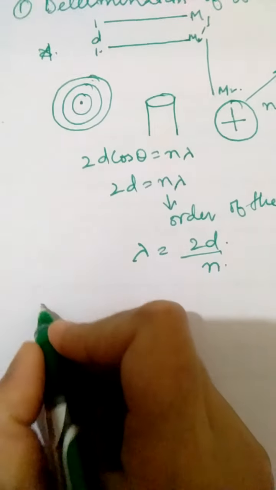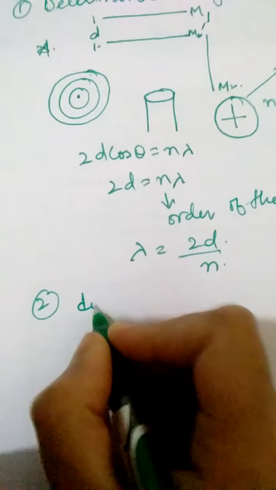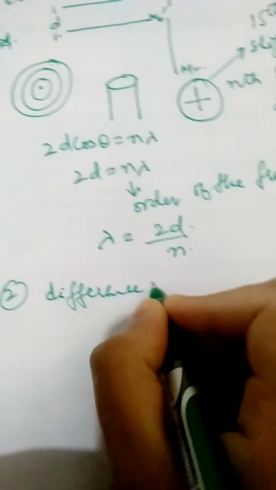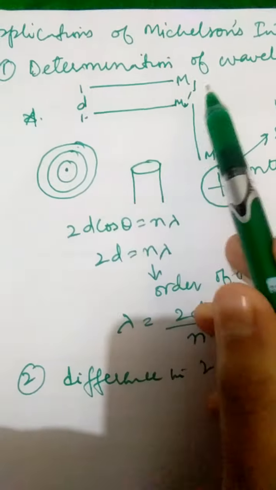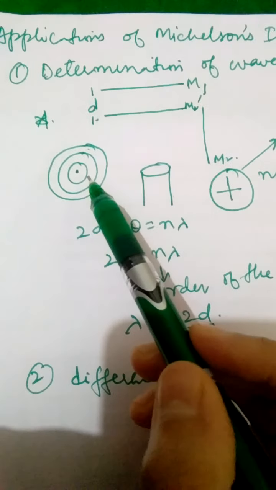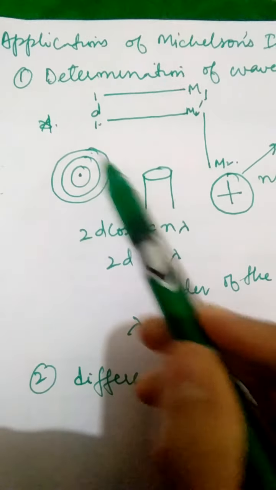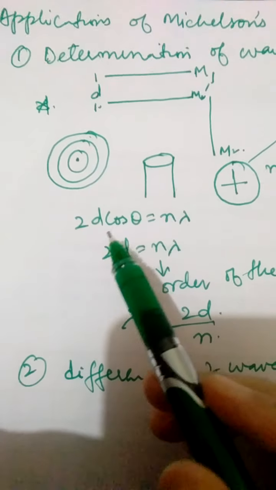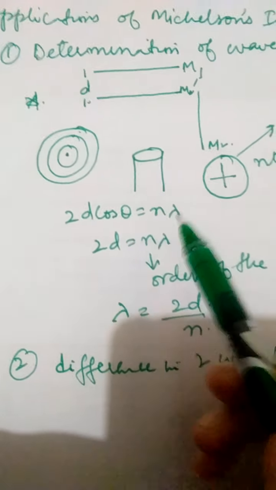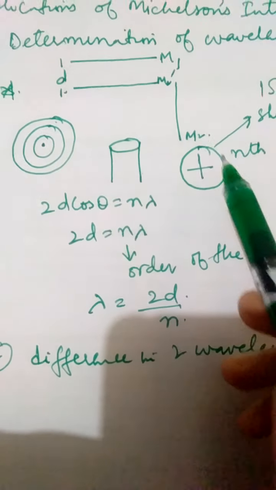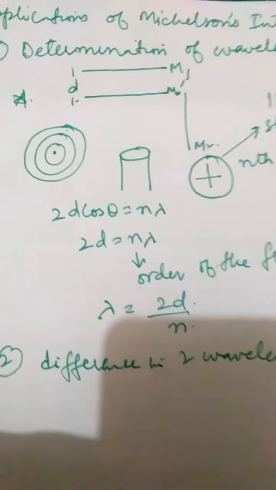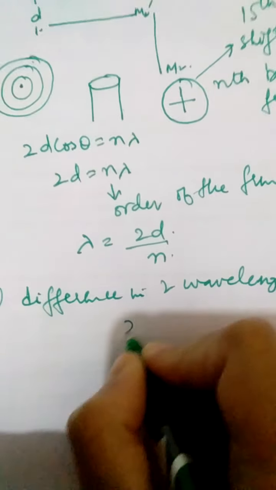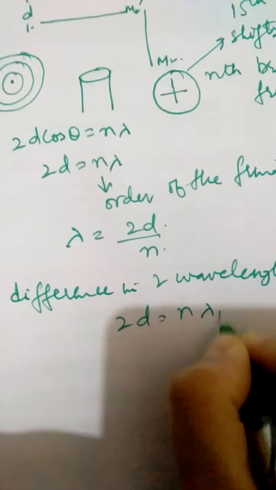Now the second important application is to determine the difference in two wavelengths. Again, the procedure is the same, that initially you put the two mirrors exactly perpendicular so that the fringe pattern that is obtained and viewed through the telescope is circular, right? The condition of interference is again the same, 2d cos theta equal to n lambda. And since you have placed any nth bright fringe at the center of the crosswire of the telescope, theta is 0, so 2d is equal to n lambda. So we begin with that. So 2d is equal to n lambda 1.